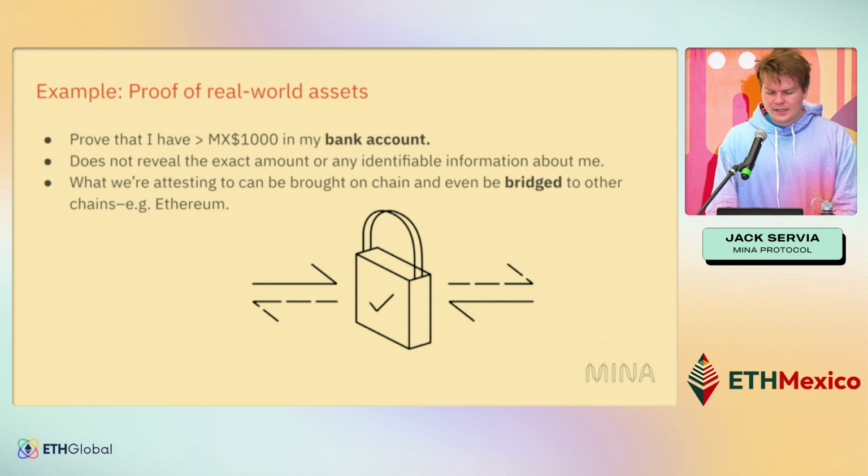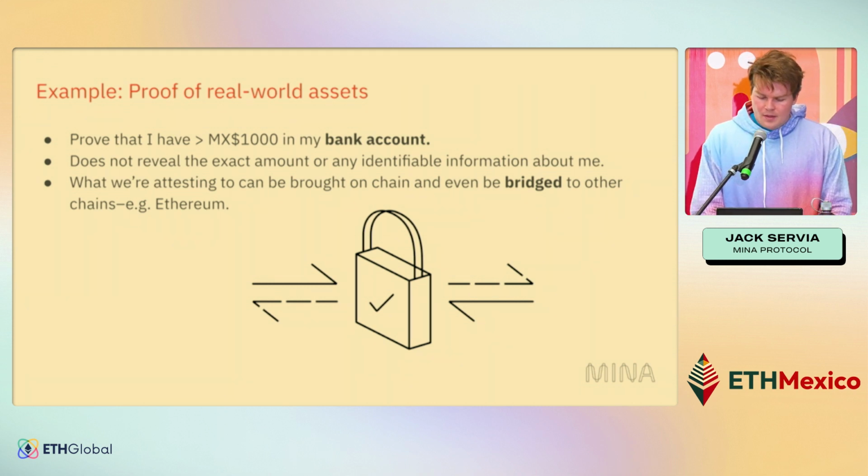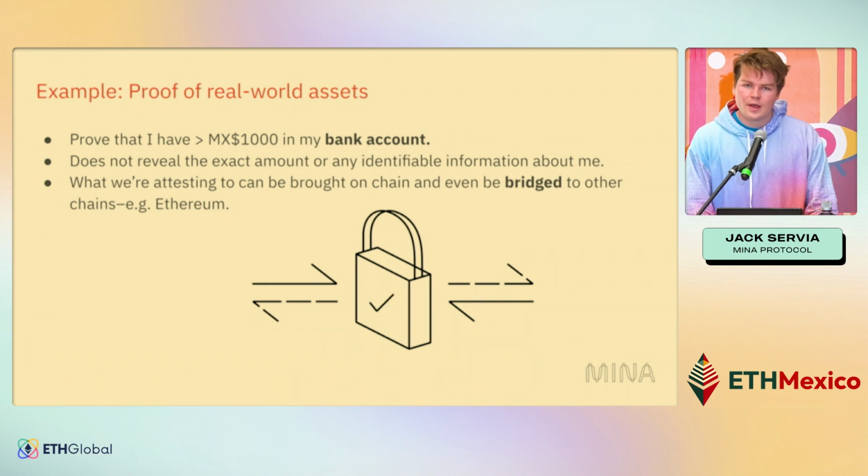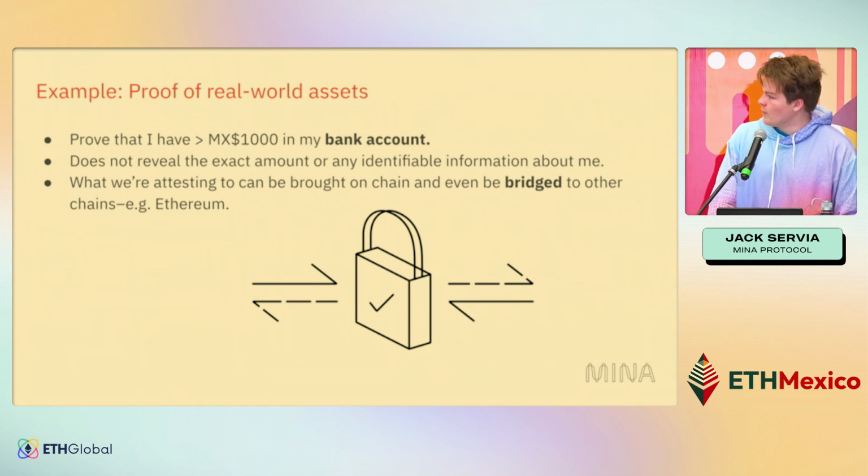So yeah, what does an example of this look like? Well, if we want to prove that we have more than 1,000 pesos in our bank account, but we don't want to reveal the exact amount or any identifiable information about ourselves, and then we want to bridge this to a chain like Ethereum, this is something that's possible with Mina. All of these bullet points would be hard to do with anything that came before Mina.